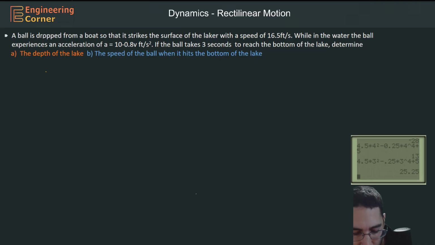So we're told that a ball is dropped from a boat so that it strikes the surface of a lake with a speed of 16.5 feet per second. While in the water, the ball experiences an acceleration of 10 minus 0.8 velocity in feet per second squared. If the ball takes 3 seconds to reach the bottom of the lake, determine A, what the depth of the lake is, and B, what the speed of the ball when it hits the bottom of the lake will be.